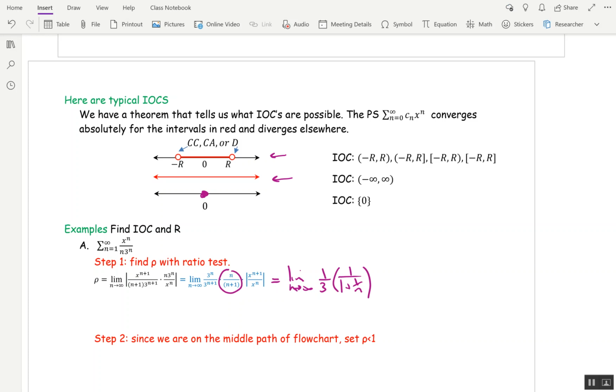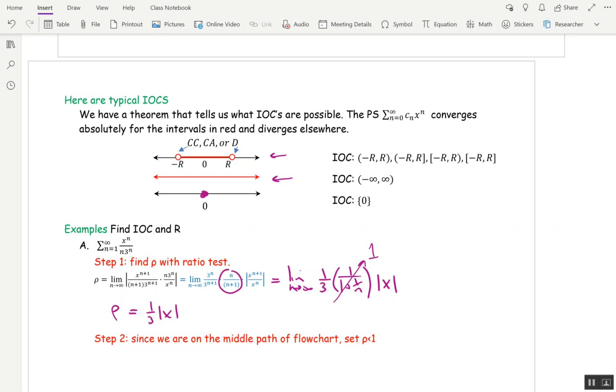And then, again, absolute value of x to the n plus 1 over x to the n is just the absolute value of x. Okay, now I take the limit. The stuff in parentheses goes to 1. So I end up with rho equals 1/3 the absolute value of x.